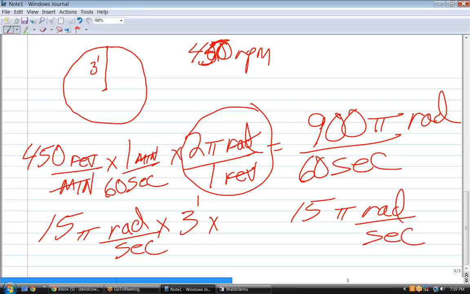It doesn't tell me how to get linear speed, but let's see. Linear speed is angular speed times the radius. In other words, how fast, if this whole thing is going around at 15 pi radians per second, what is this point doing? What is a point on the wheel doing?